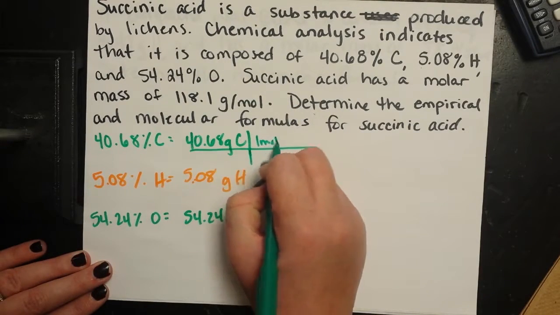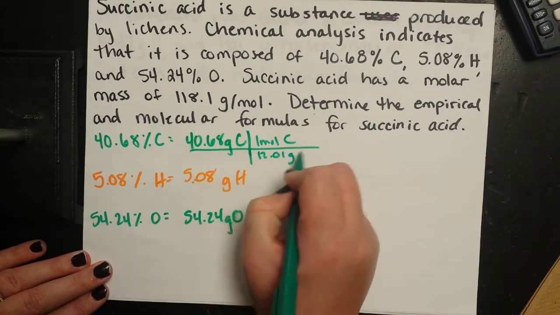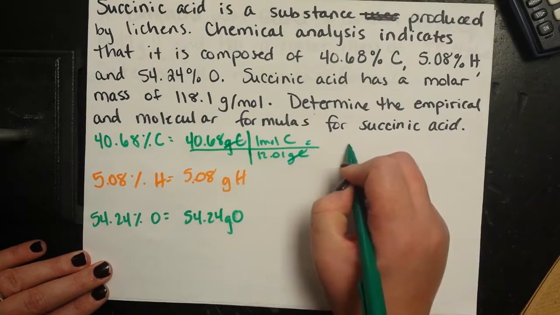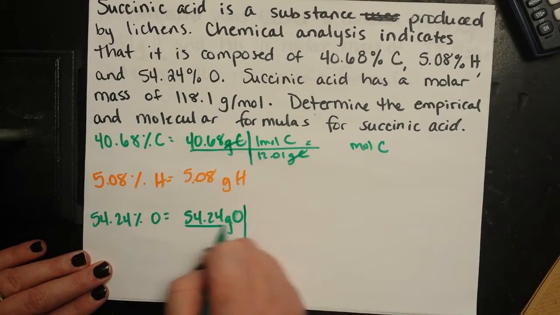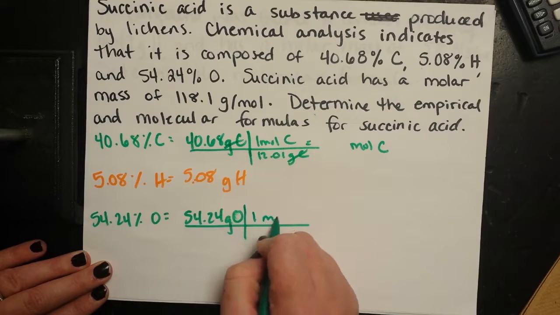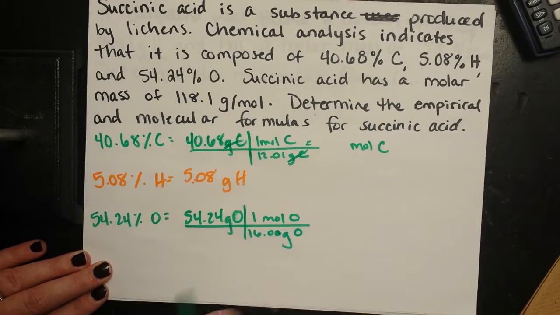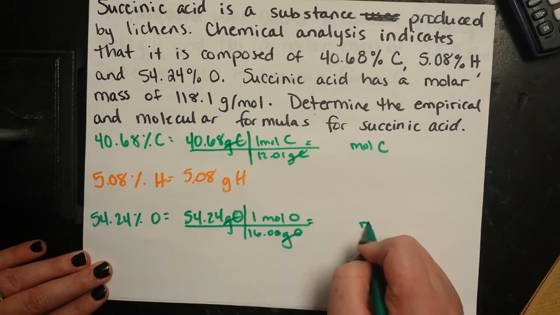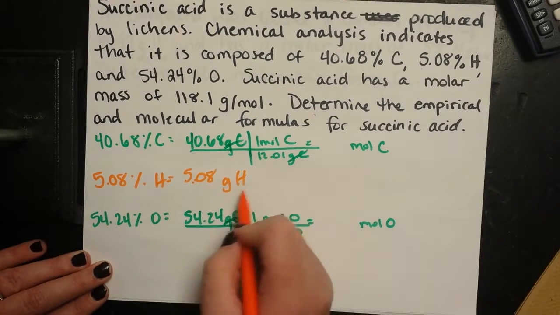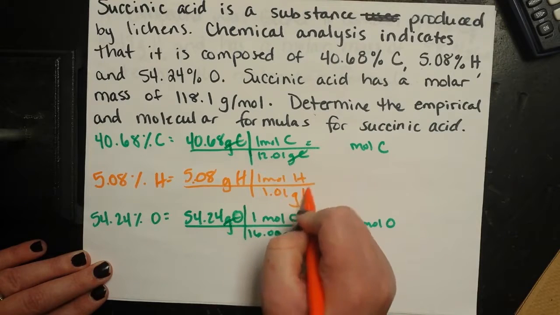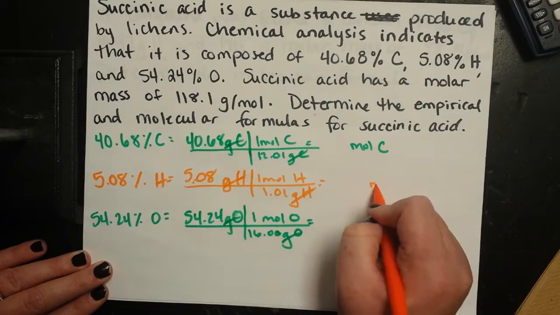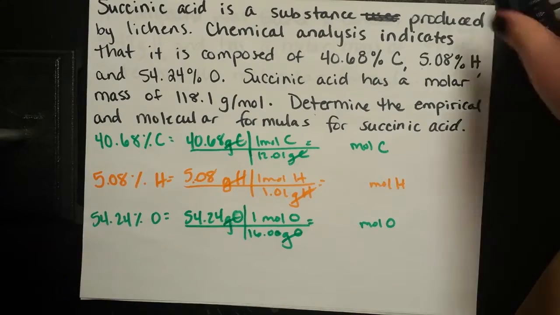So 1 mole of carbon is 12.01 grams of carbon. 1 mole of oxygen is 16 grams of oxygen, and that'll give us moles of oxygen. And for hydrogen, we know that 1 mole of hydrogen is going to be 1.01 grams of hydrogen. This will give us moles of hydrogen. Okay, let's do the math.